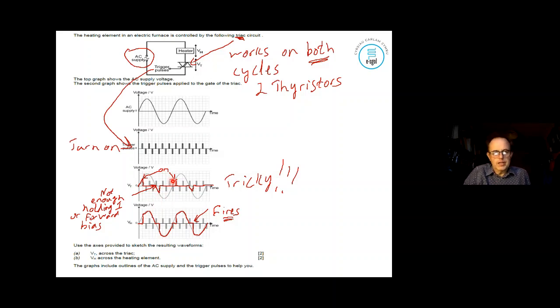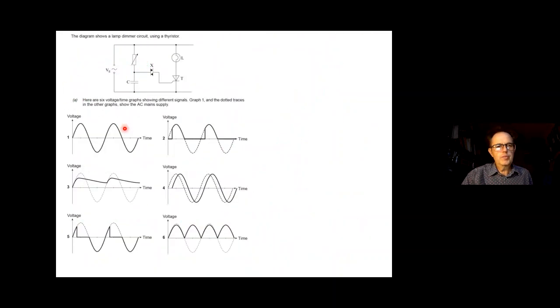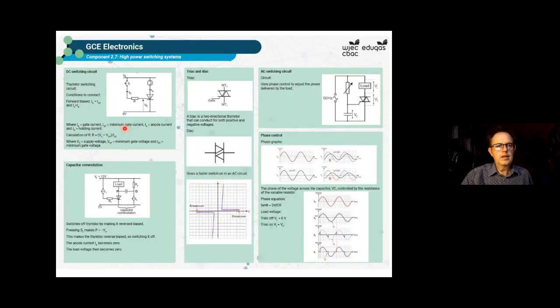Okay, so to summarize what we've got with thyristors: number one, know your diagrams, learn your symbols for the diac, for the triac, and for the thyristor. Learn your capacitor commutation. Pressing the switch makes the thyristor negatively biased, and that will switch it off. When it comes to AC control, practice your tan theta in order to work out your phase angle when it comes to thyristors.